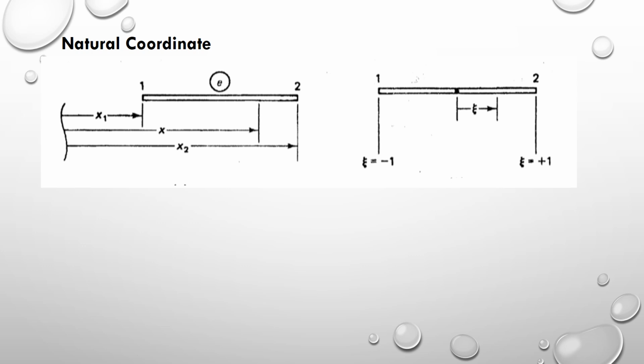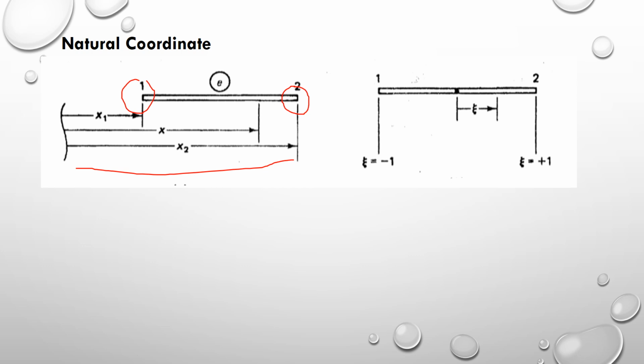global coordinates. This one is the global coordinate system. It is located at x1 distance from the origin for node 1 and x2 distance for node 2. So this is the global coordinate system. Now what is the natural coordinate system? The magnitude of its axis varies from -1 to 1. That is called the natural coordinate system.